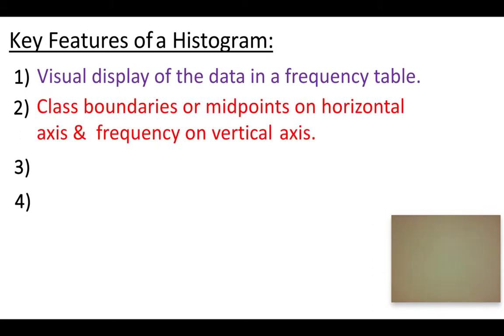So generally you'll put the class boundaries or the midpoints, I've seen both, on the horizontal axis, and then the frequency is always on the vertical axis. Definitely always important to put titles on the top and then on both axes as well.